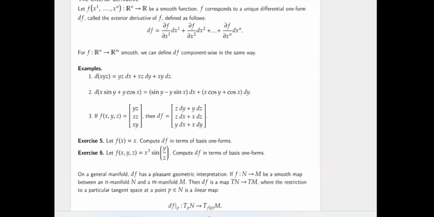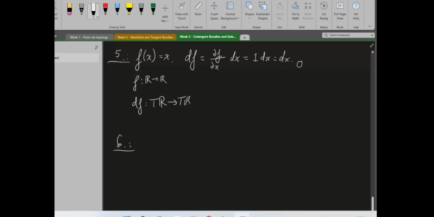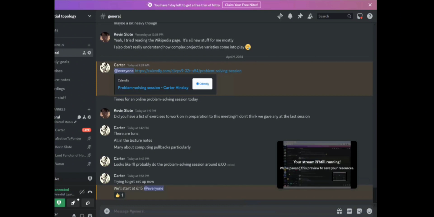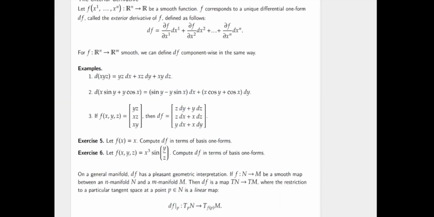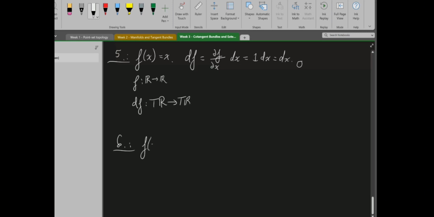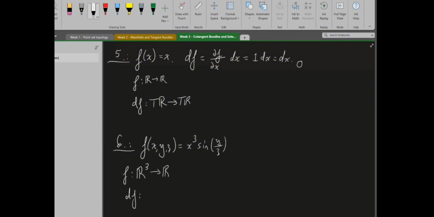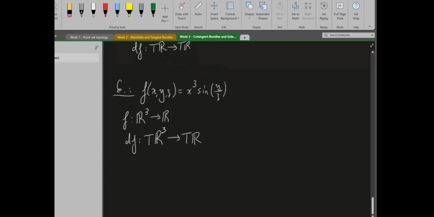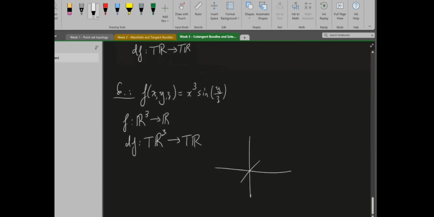This one is a little nicer. It's x cubed sine y over z. And namely, this is a map from R3 to R. So df for us should be a map from the tangent bundle over R3 to the tangent bundle over R. Each of which, the tangent spaces at every point in R3 look just like R3 itself. Because if you think, okay, I've got three directions, X, Y, Z.